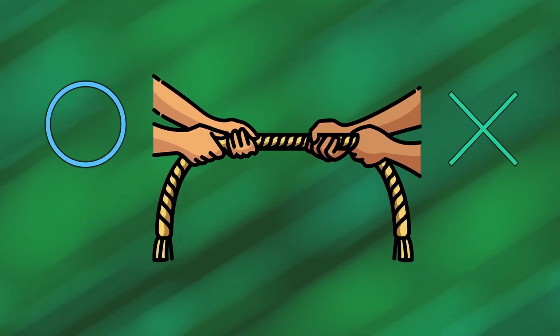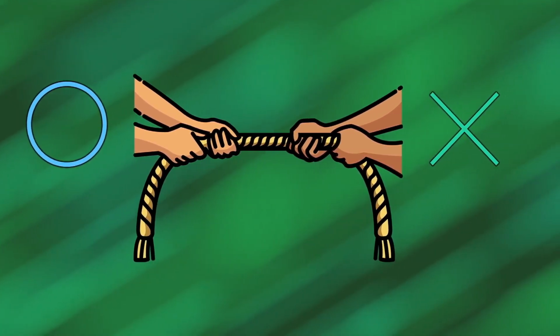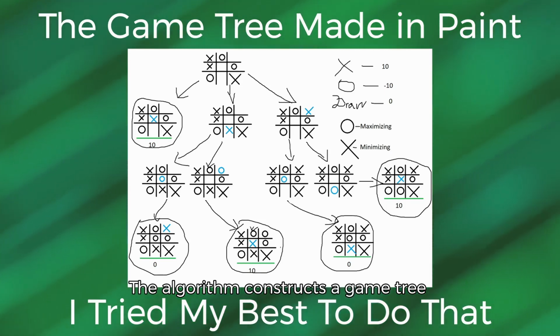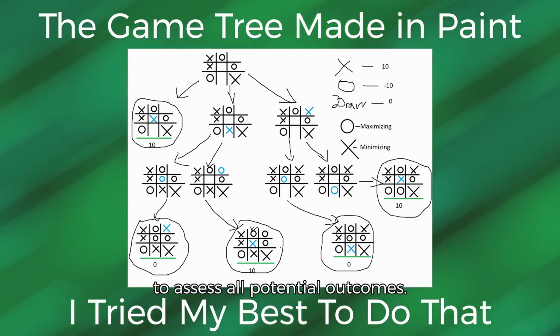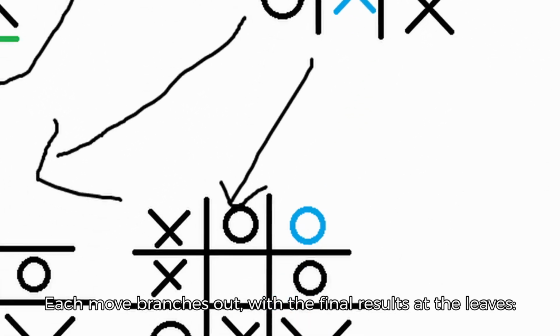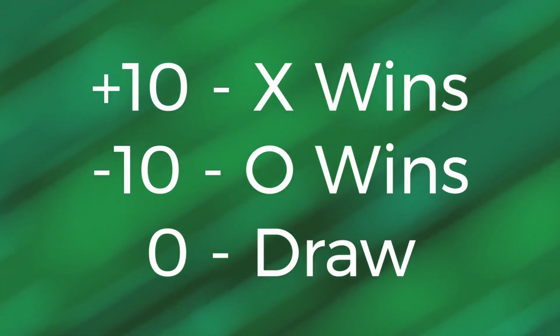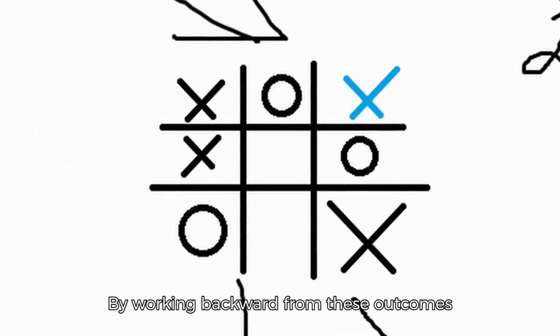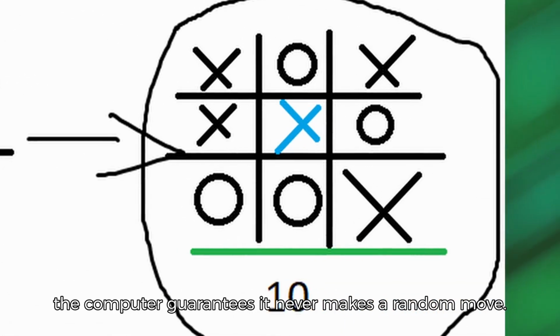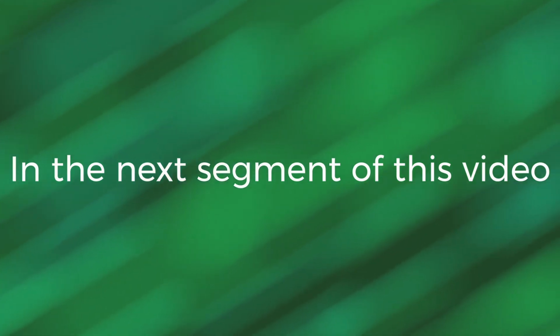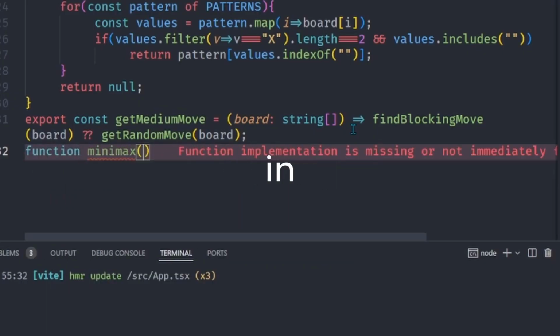Picture it as a tug-of-war. Both sides are striving for victory. The algorithm constructs a game tree to assess all potential outcomes. Each move branches out with the final results at the leaves. Plus 10 means X wins, negative 10 means O wins, 0 means draw. By working backward from these outcomes, the computer guarantees it never makes a random move, whether it's securing a win or forcing a draw. This strategy makes it unbeatable. In the next segment of this video, we will dive into coding this in React.js.